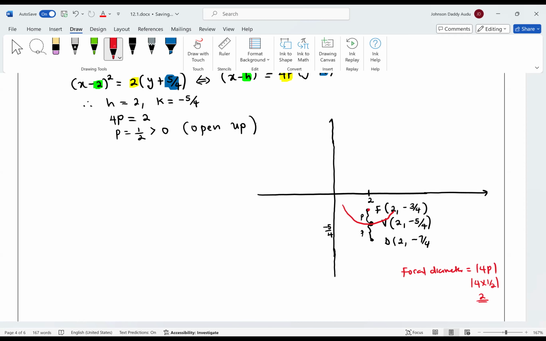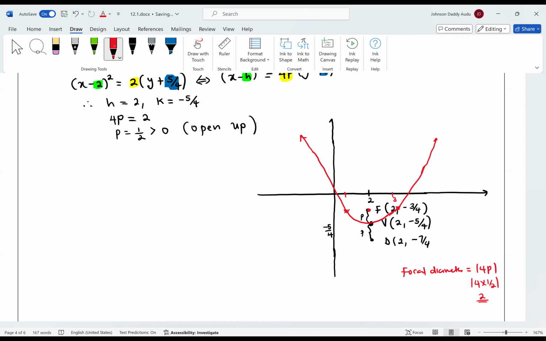So if that is 2, then from your focus we have to go 1 to the right, and 1 to the left. So from here to here, we need to have a point here. These are the points that we will use. You can see they are on the line of the focus. So your parabola is just going to open up like this, and then just keep going, keep going.